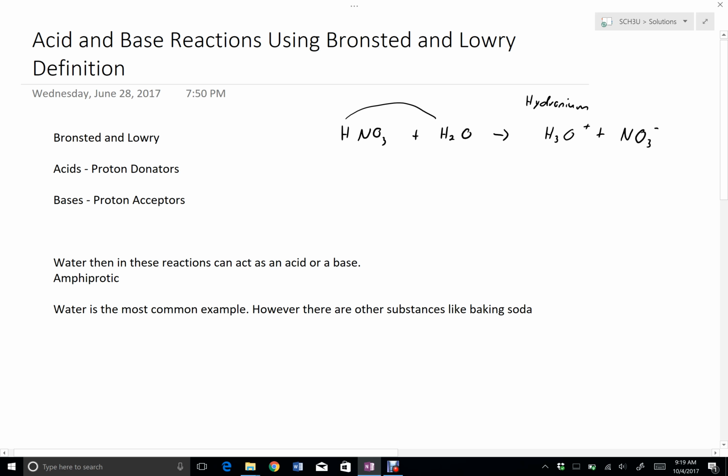So that's a donator. And bases are proton acceptors, where the proton then goes from the water to the base, making NH4 or ammonium and hydroxide. So that's how an acid is a proton donator and a base is a proton acceptor.